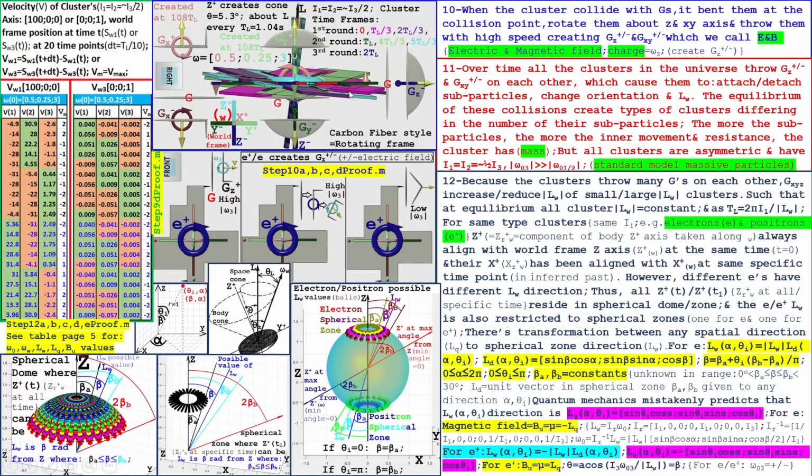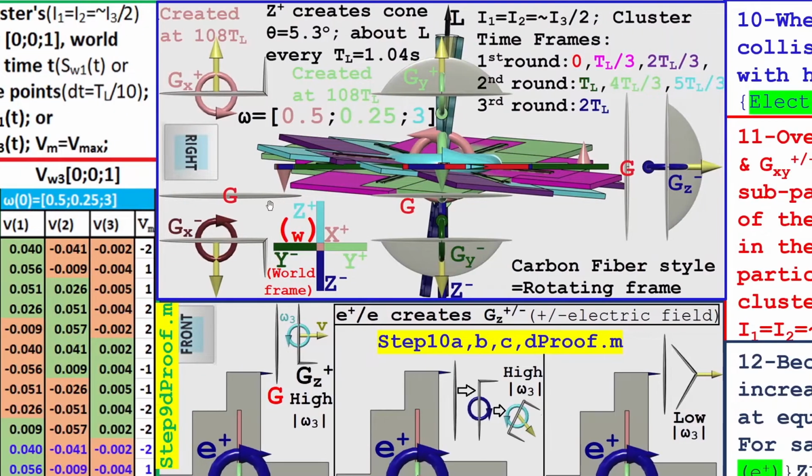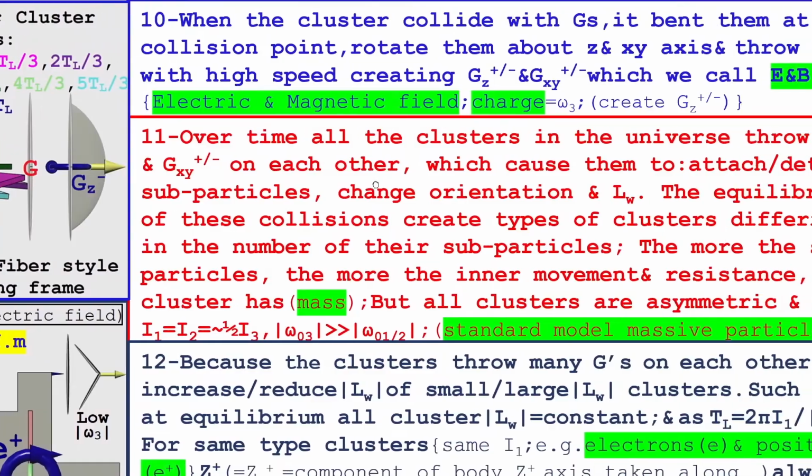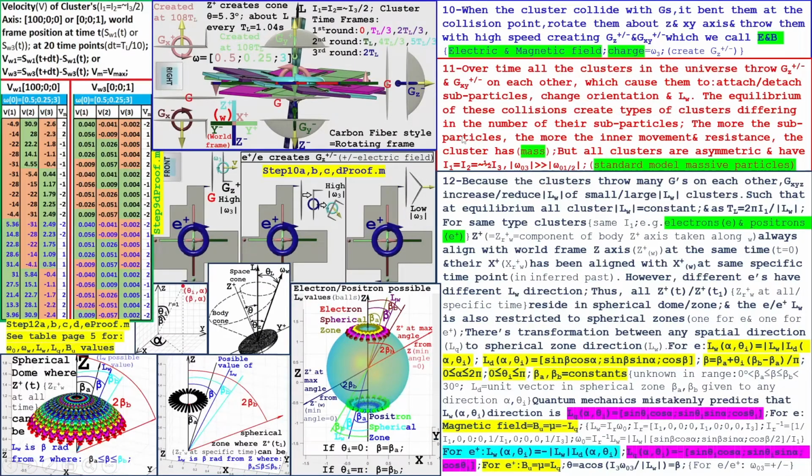Step 10. When the formed cluster collides with g's, it bends them at the collision point, rotates them and throws them with high speed, creating g_z, which we call the electric field, or g_xy, which we call the magnetic field. Step 11. Over time all the clusters in the universe throw g_z and g_xy on each other. That causes them to attach or detach subparticles, and to adjust orientation. The equilibrium of these collisions creates types of clusters differing in the number of their subparticles, or mass.